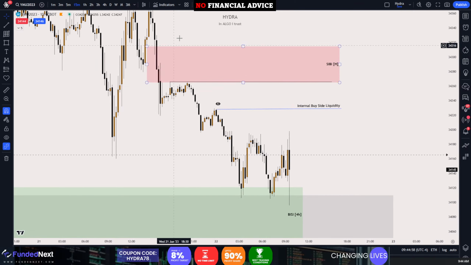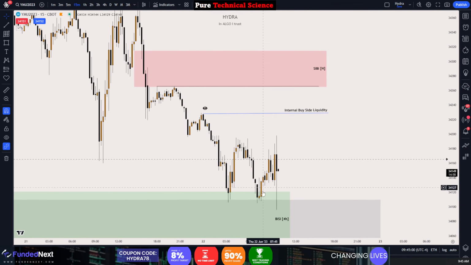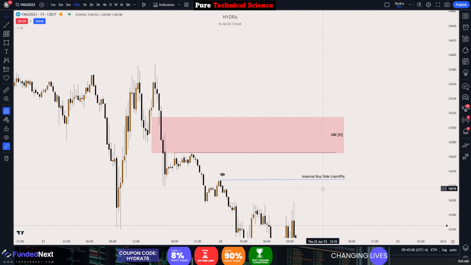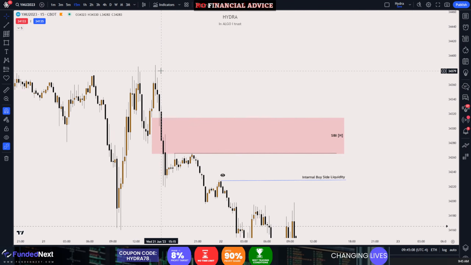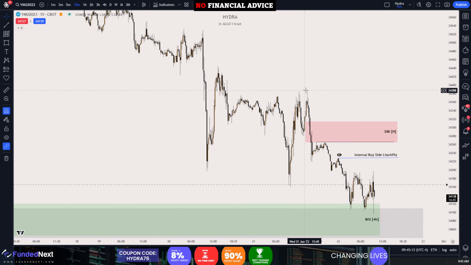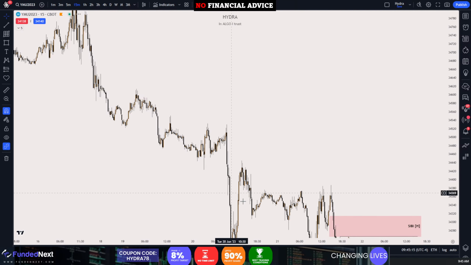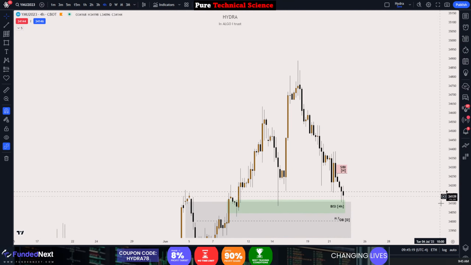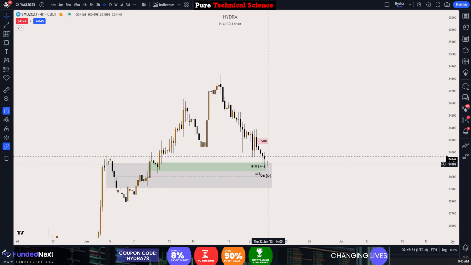So this is the dealing range from this high to this low, and this high is inside this dealing range. That's why it's an internal buy side liquidity. Here is an external buy side liquidity, but if you zoom out, this high will become an internal range liquidity. Why? Because it is inside of a higher time frame dealing range, right? This dealing range from this high to this low, all of these are internal buy side liquidity.